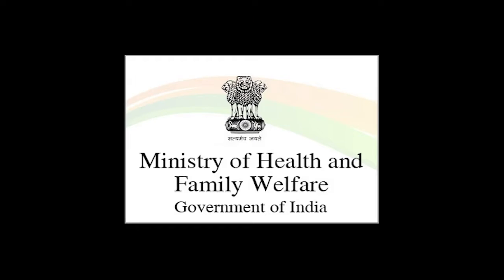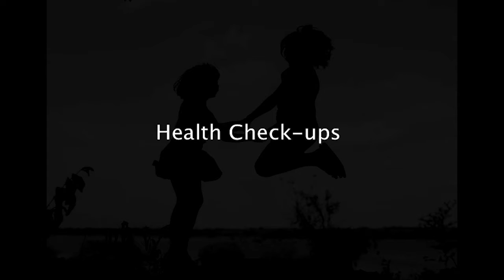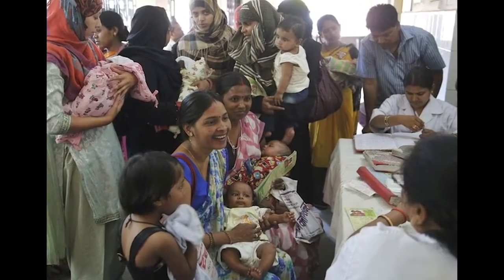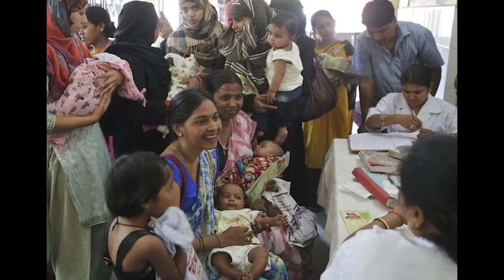This service is delivered by the Ministry of Health and Family Welfare under its Reproductive Child Health Program. In addition, the iron and vitamin A supplementation to children and pregnant women is also done under the RCH program. Next is health checkups. This includes health care of children less than 6 years of age, antenatal care of expectant mothers and postnatal care of nursing mothers.